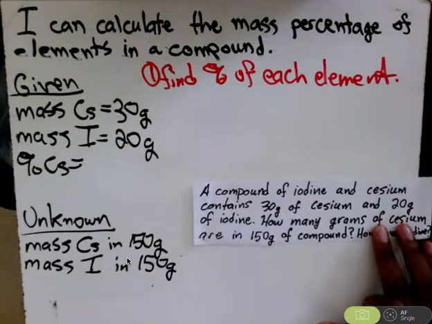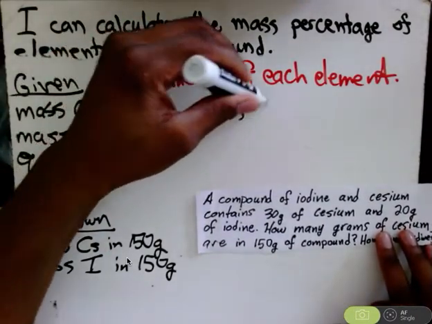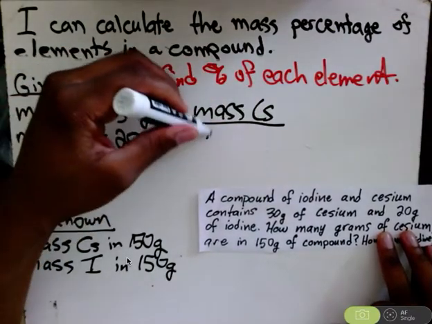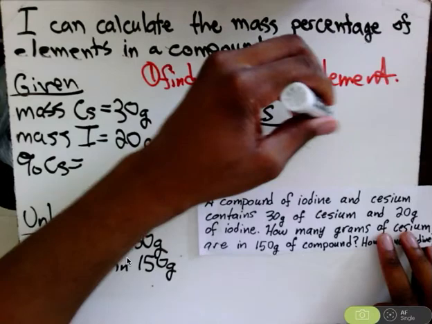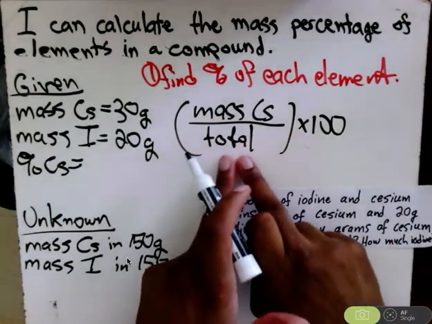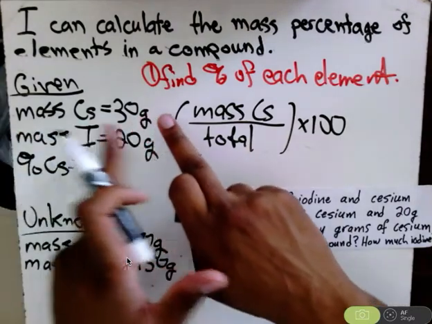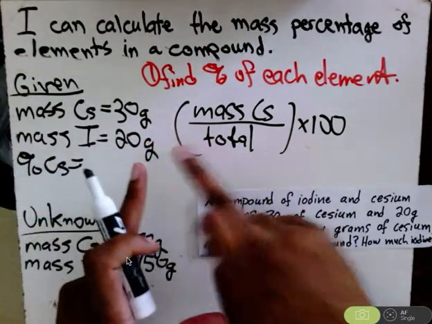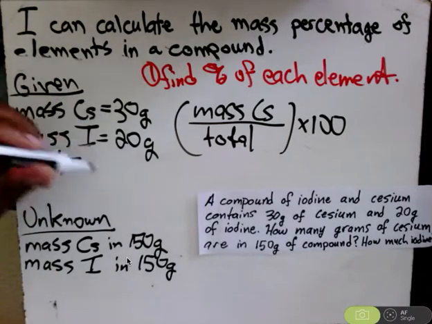The percent of cesium is going to be the mass of cesium divided by the total times 100. And now we see we have something else that we need to try to find, the total. Well, the total is easy. It's going to be the mass of cesium plus the mass of iodine. So our total, let me write that in here, is going to be 50 grams.